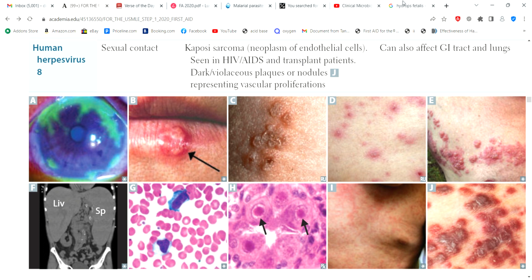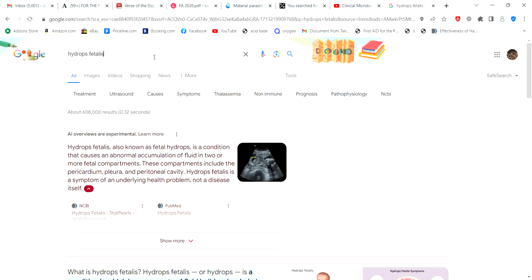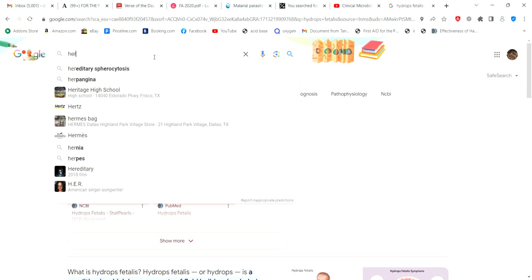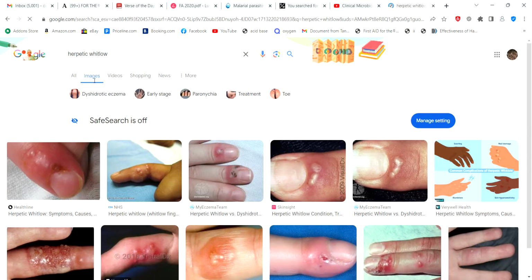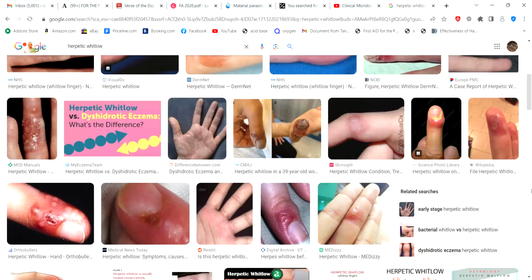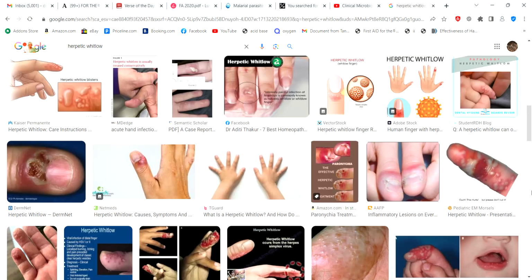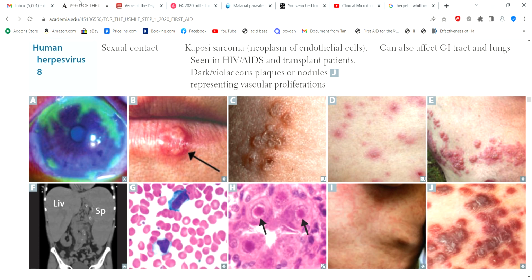Okay, herpetic whitlow. Let me show you. This is herpetic whitlow. A lot of dentists can get this because they're touching people's mouths. So remember that.